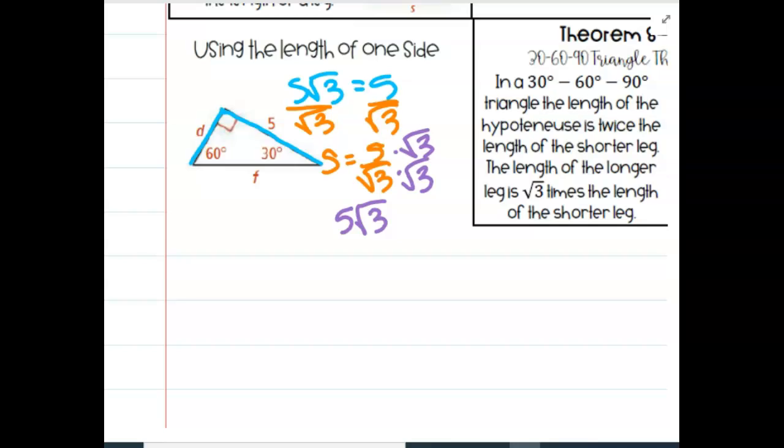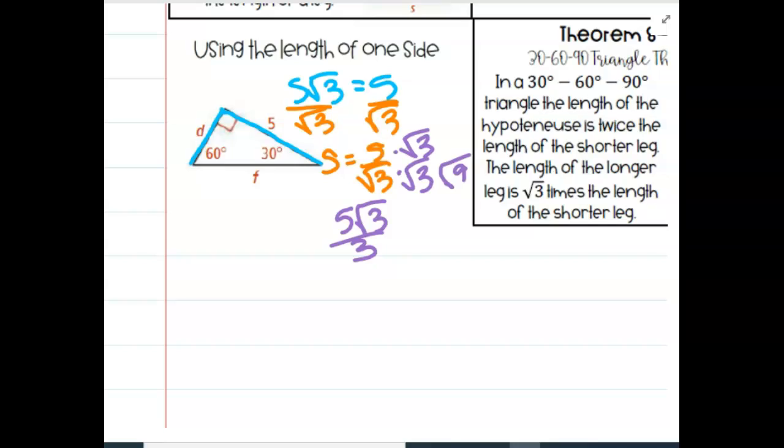Now, in the denominator, I'm taking the square root of 3 times the square root of 3. Those 3's are both under the radical, so I can multiply those together. So you would take 3 times 3, which is 9, but they have to stay under the radical. Well, what is the square root of 9? So you would get 5 square root of 3 over 3.